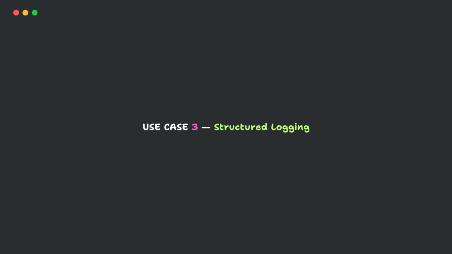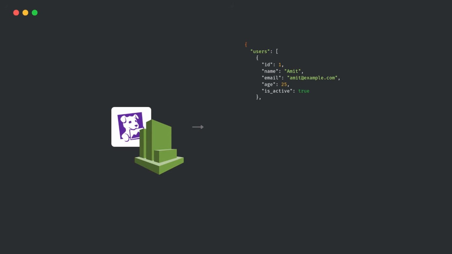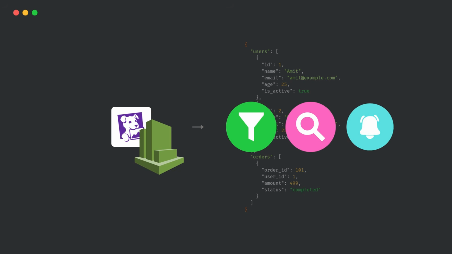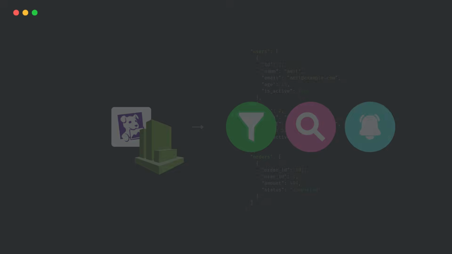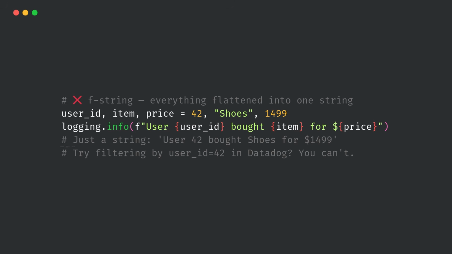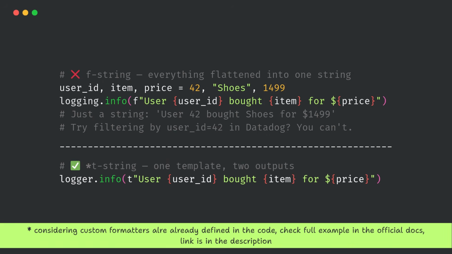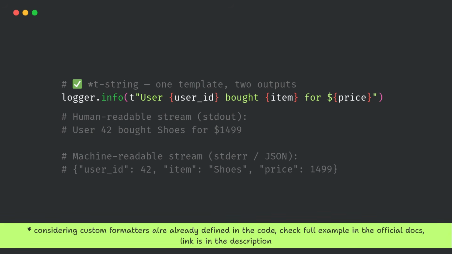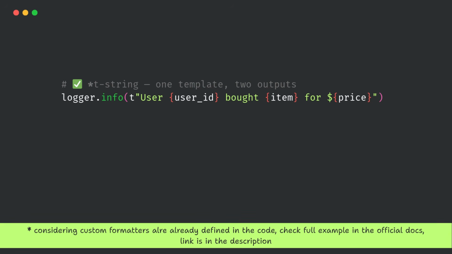All right, third one. And this one is honestly underrated. In production, just logging a plain string isn't enough anymore. Tools like Datadog and CloudWatch want structured data, so you can actually filter, search, and set up alerts on it. With F strings, you lose that. With a T string, it's one line, 2 jobs. Same template, readable for humans, parsable for machines. This is an official example straight from PEP 750.